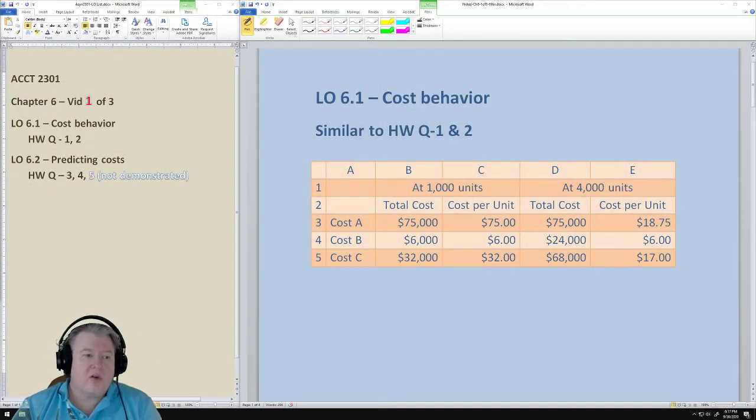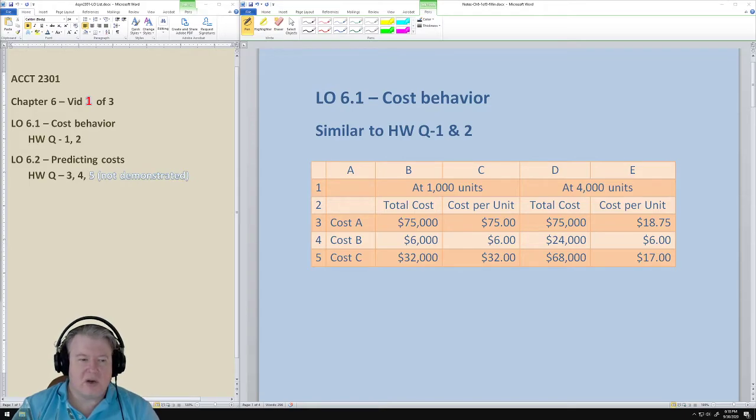So we're going to go over learning objective 1 and 2. We're just going to look at the basics of cost behavior and predicting costs. It's going to be 3 videos for this, and it's probably going to be 3 videos for each of the chapters. There's just a good amount of content.